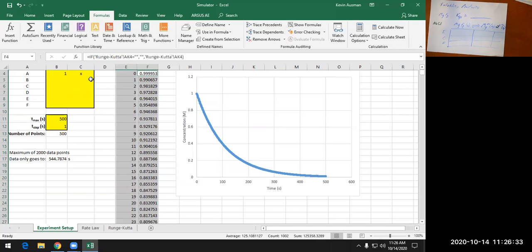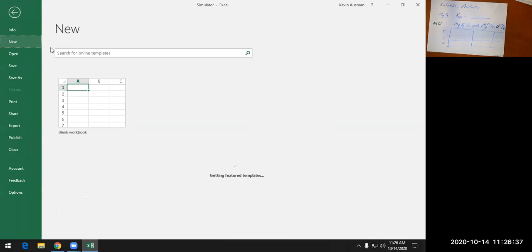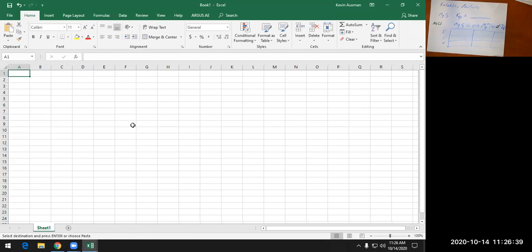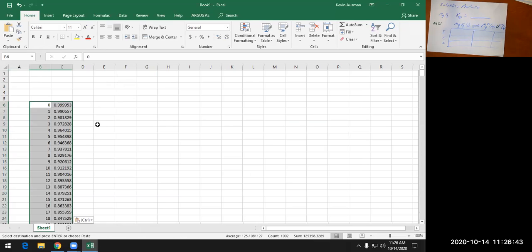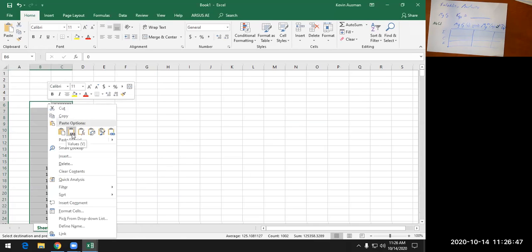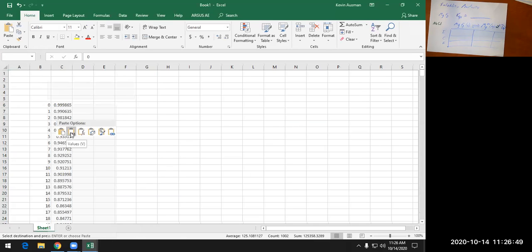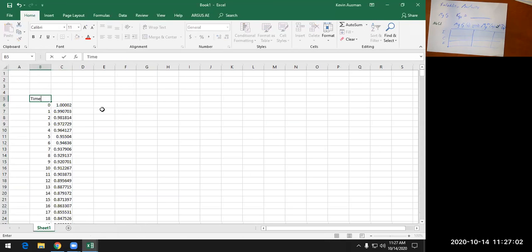We can Control C to copy it, create a new blank workbook, and we can Control V to paste. And actually, I shouldn't have done it that way. I'm going to do a right click and paste values because we don't want all of the formulas coming over. We just want the numbers coming over. Okay. And so this is time.